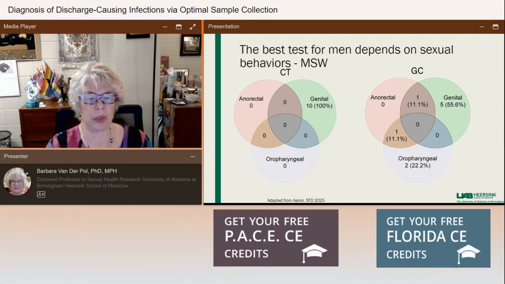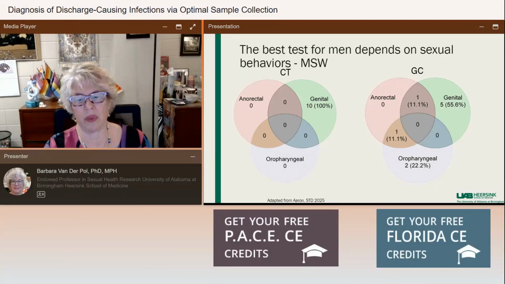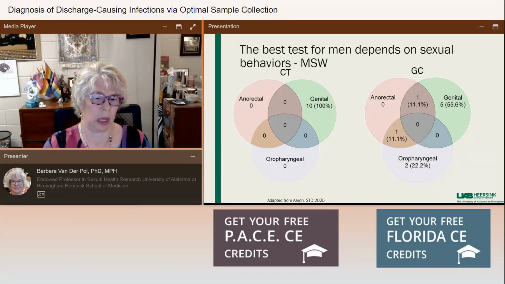But remember also, it depends on sexual behaviors, right? So this is from a study of over 1,800 men, and you'll see that our prevalence was pretty low. We only had 10 genital infections for chlamydia. This is from 600 some odd men. But we only had 10 genital infections, but all of those genital infections for chlamydia were everything that those people had. No man had oral pharyngeal anorectal chlamydia if he reported having sex only with women.